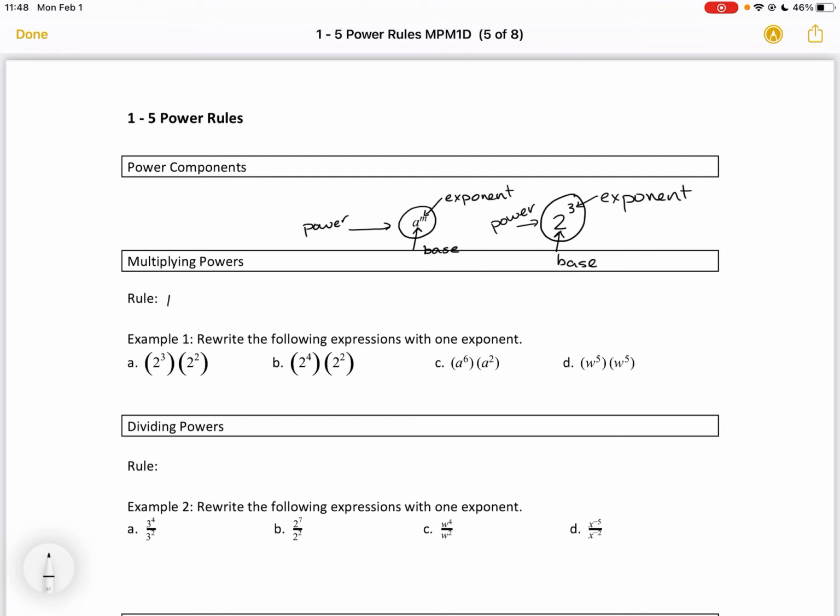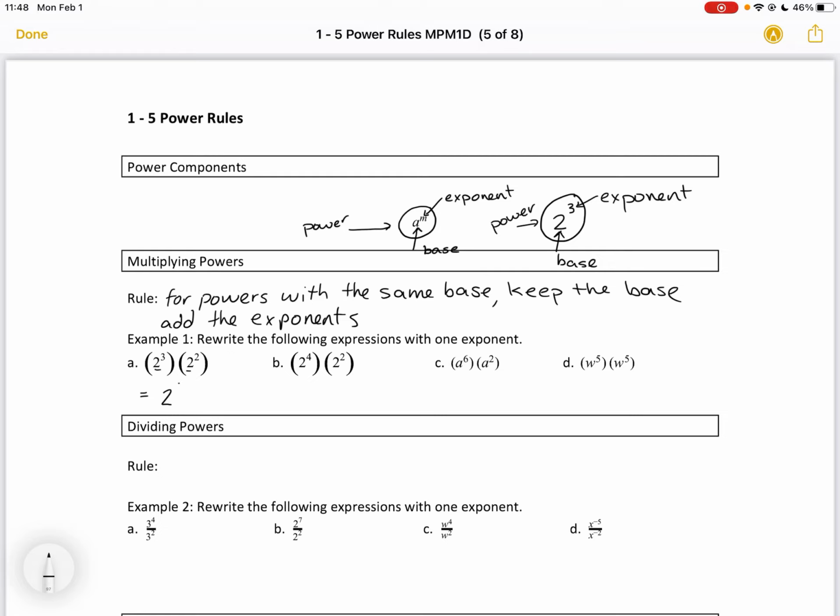So when we're multiplying powers, the rule is for powers with the same base, keep the base and add the exponents. So, for example, we have 2 cubed times 2 squared. The base is the same. So to simplify, I can keep the base and add the exponents. 3 plus 2. Another example here, our base is the same, 2 again. And now we can add the exponents. 4 plus 2 is 6.